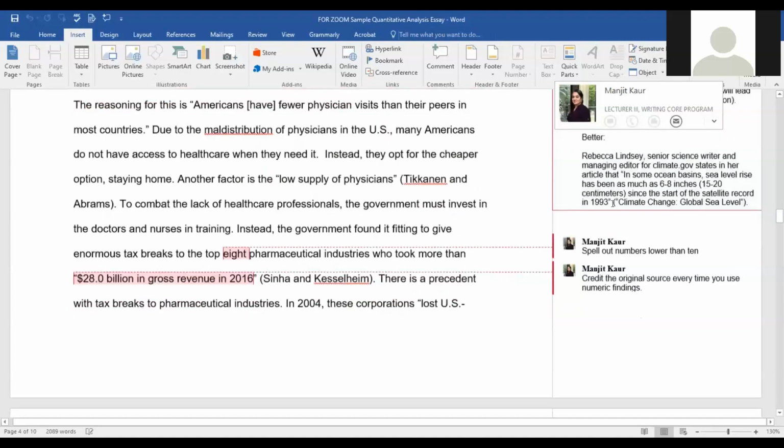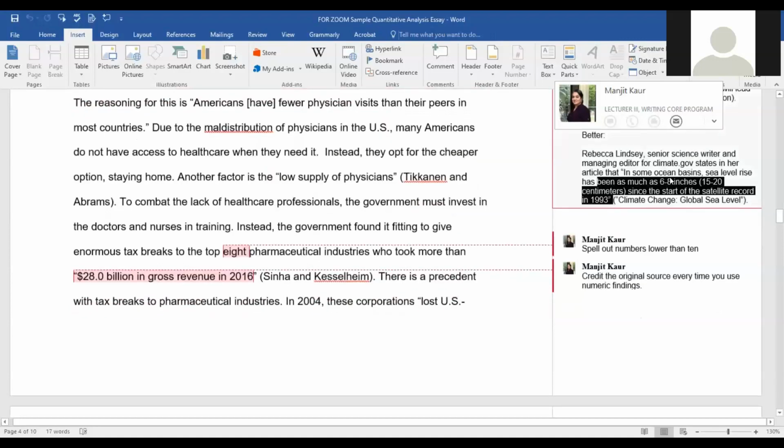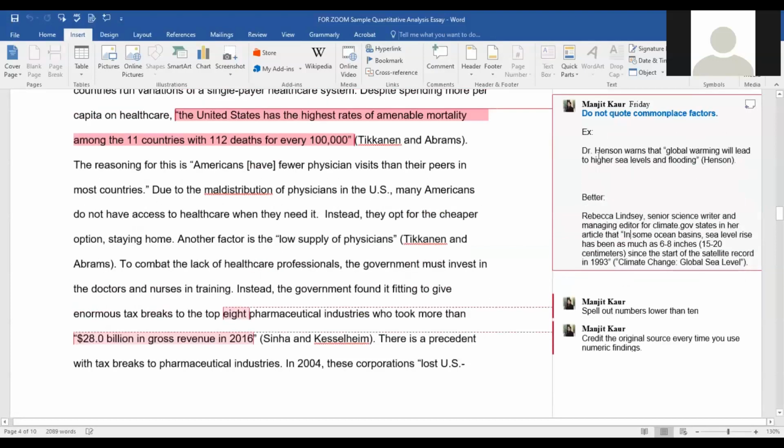Another thing is anytime you are using numbers, like in this case, it's giving us a measurement in inches and a year when the recording of the data started. This information cannot be common knowledge. This has to be information specifically related to the scientist who did the study. Because they haven't cited someone, it means it is their information. In this case, this statement is by Rebecca Lindsay and not another source. Just don't base your paper on commonplace information, common knowledge factors.